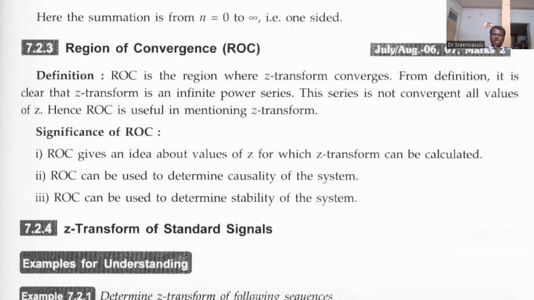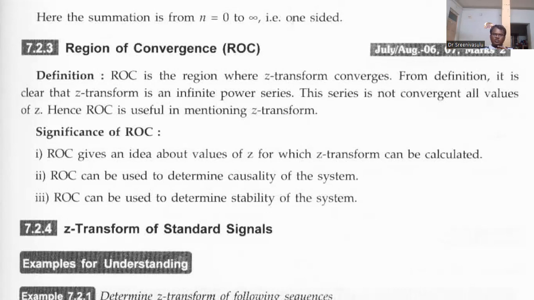This ROC in the Z transform is represented in the form of circles. That R is the radius of the circle. Remember, the ROC is going to be represented in the form of a circle. Z is equal to R into e power j omega. Whenever we calculate the magnitude of Z, it is equal to the magnitude of R, so it is the radius of the circle.